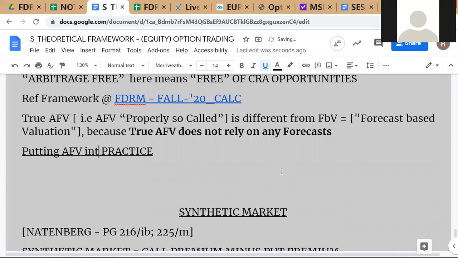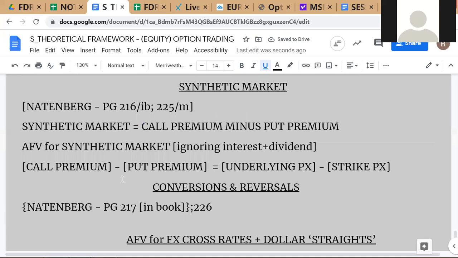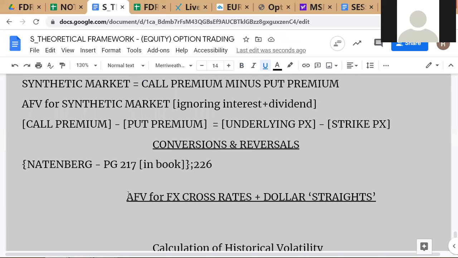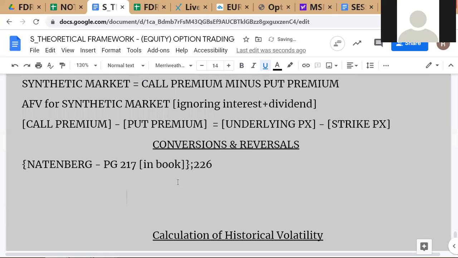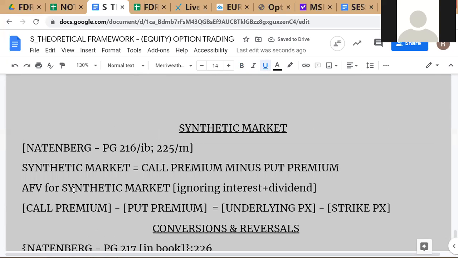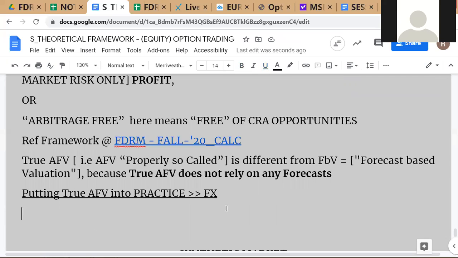Practice, or let's call it true AFV. FX cross rates. Do I have somewhere here, have I written about AFV for FX cross rates plus dollar trades? Let's take this particular module, which I had planned to do after conversions and reversals. But since we are given this example, I want to do it right now.